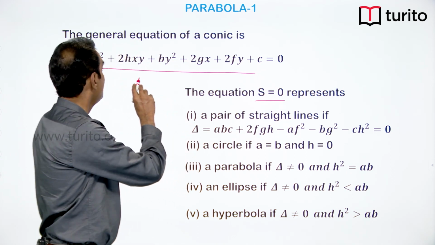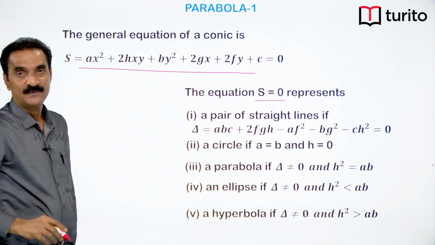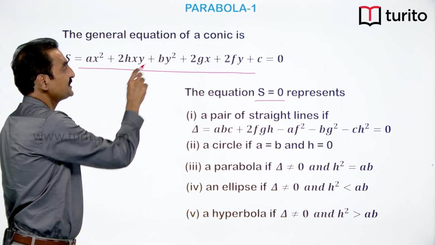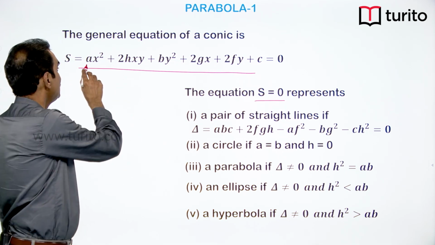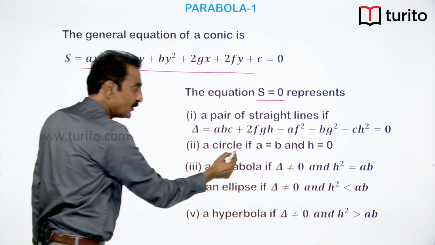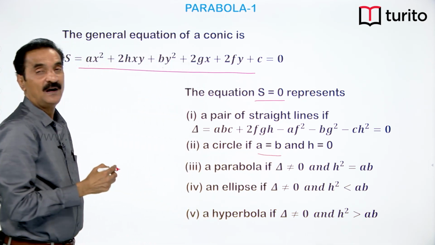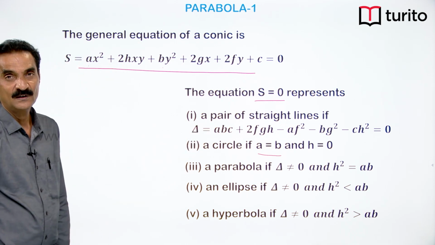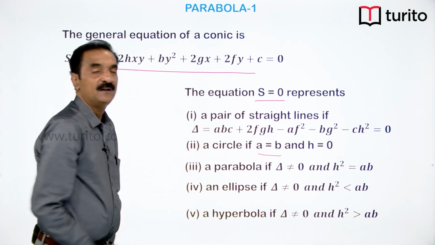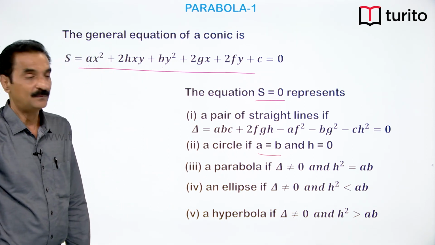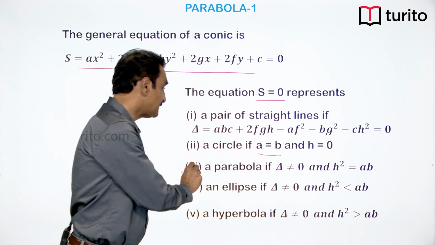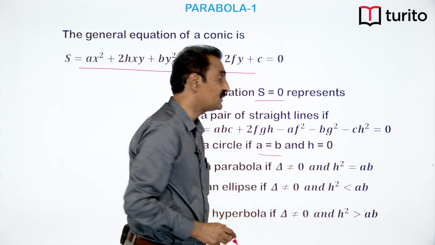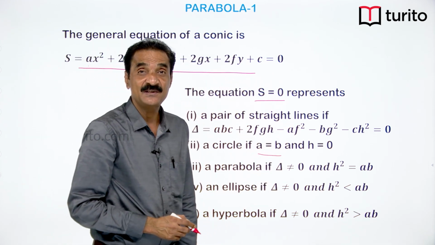Now, we have already completed circle. So, what are the conditions that this equation represents a circle? Coefficient of x square should be equal to coefficient of y square and coefficient of xy should be 0. This is a circle if a is equal to b and h is equal to 0, and it will be a parabola if delta is not equal to 0 and h square is equal to ab.